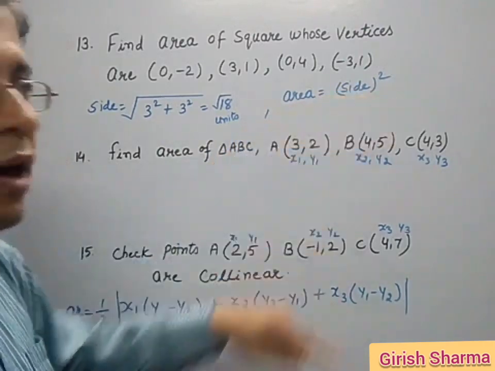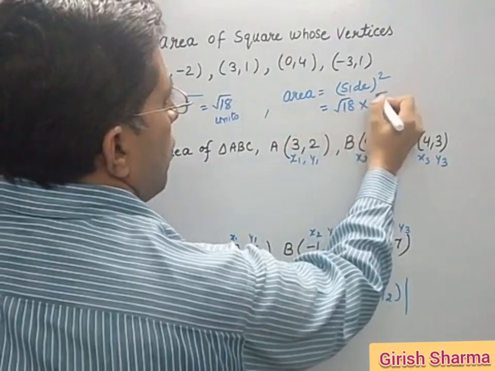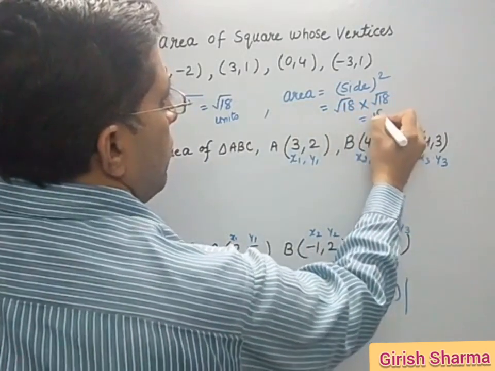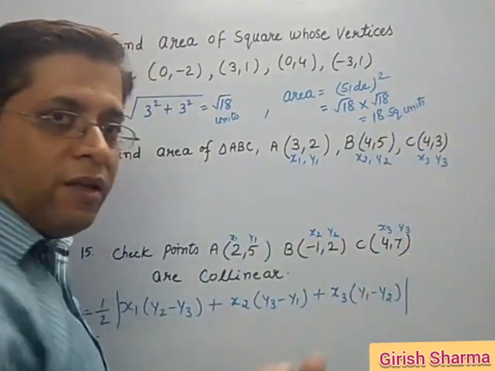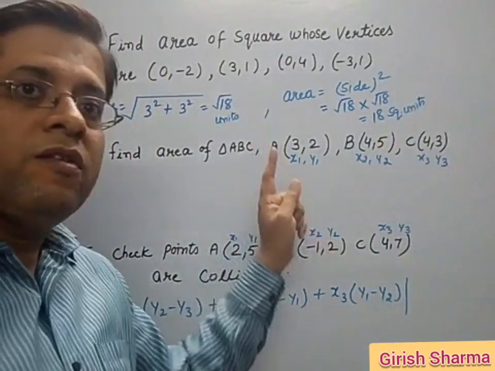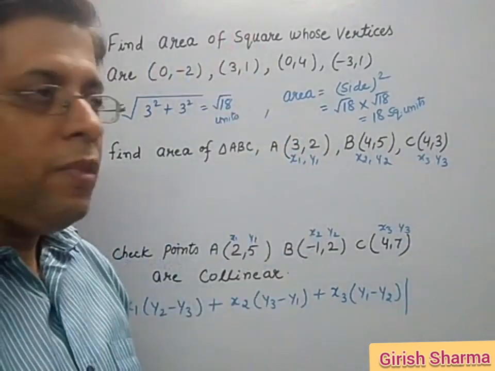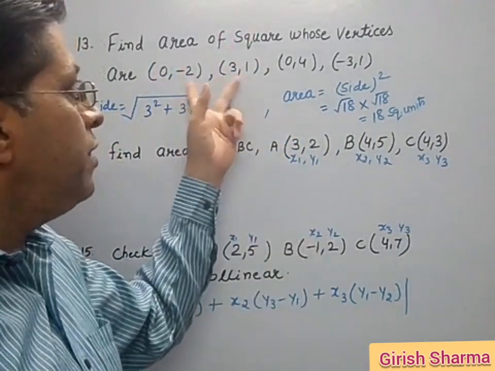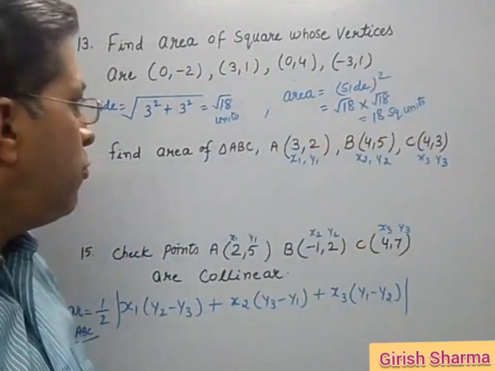What is the area of the square then? Under root 18 into under root 18. This will be 18 square units. It's very easy. Like this, in the exam they can ask the area of a rectangle. That time we have to find length and breadth, AB and BC both.